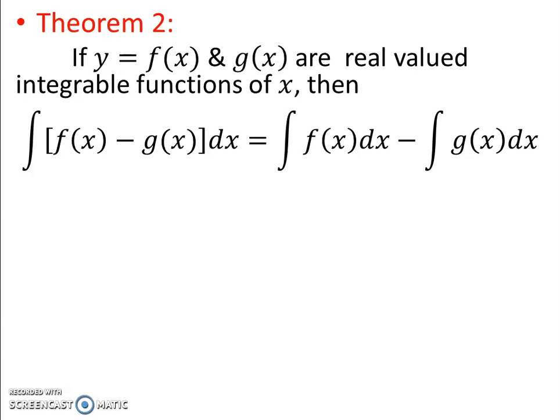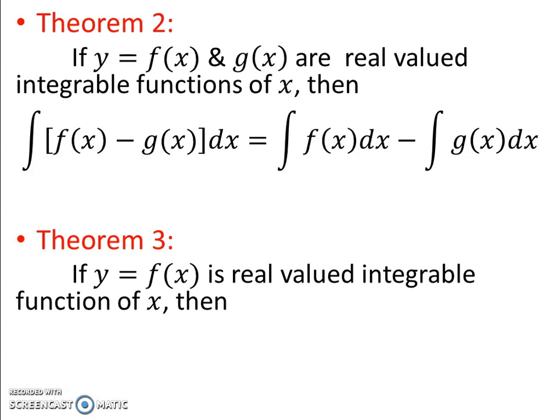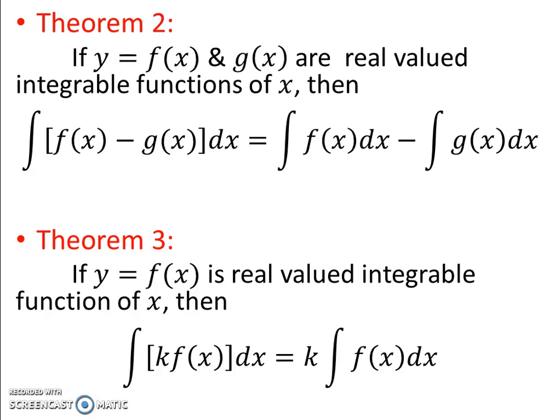If f of x and g of x are real valued integrable functions of x, then integration of f of x minus g of x dx equals integration of f of x dx minus integration of g of x dx. Next theorem. This is for scalar multiplication. If y equal to f of x is a real valued integrable function of x, then integration of k into f of x dx equals k times integration of f of x dx.